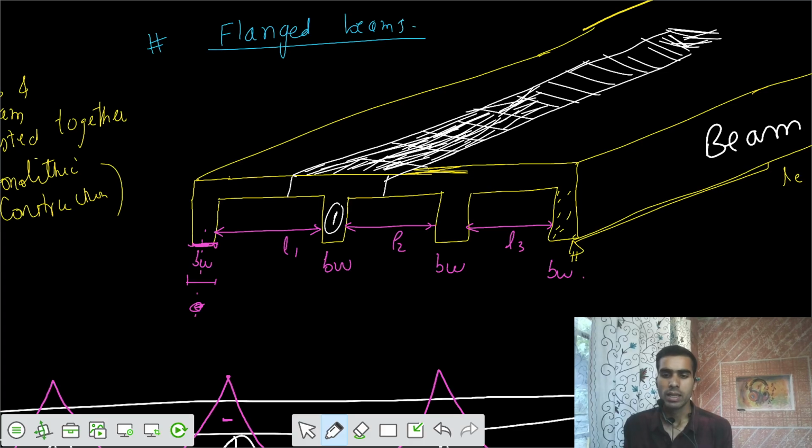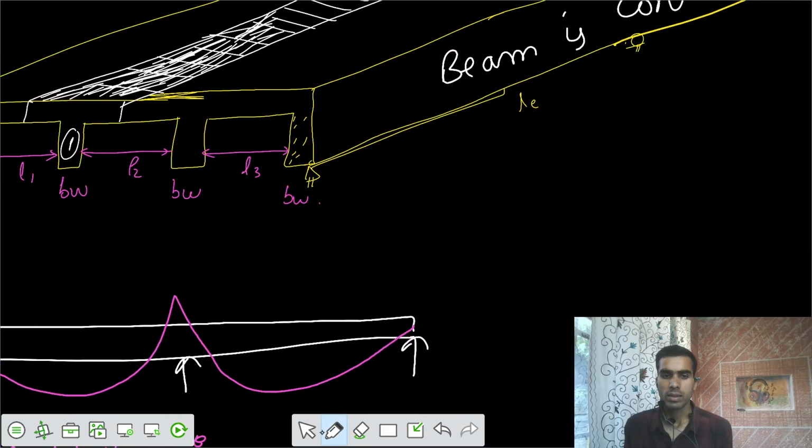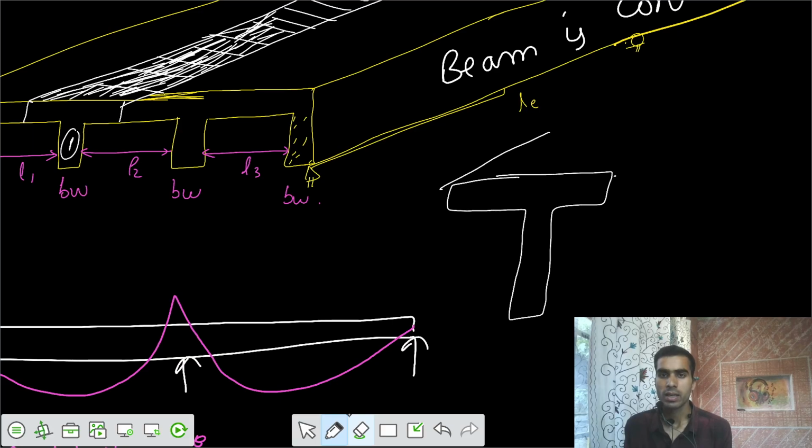So there is some sort of beam in this fashion, which has some contributing area from this side. Let's say there is some effective length LE, and we have some width of B. We can say this width B is equal to the width BW plus L1 by 2 plus L2 by 2.